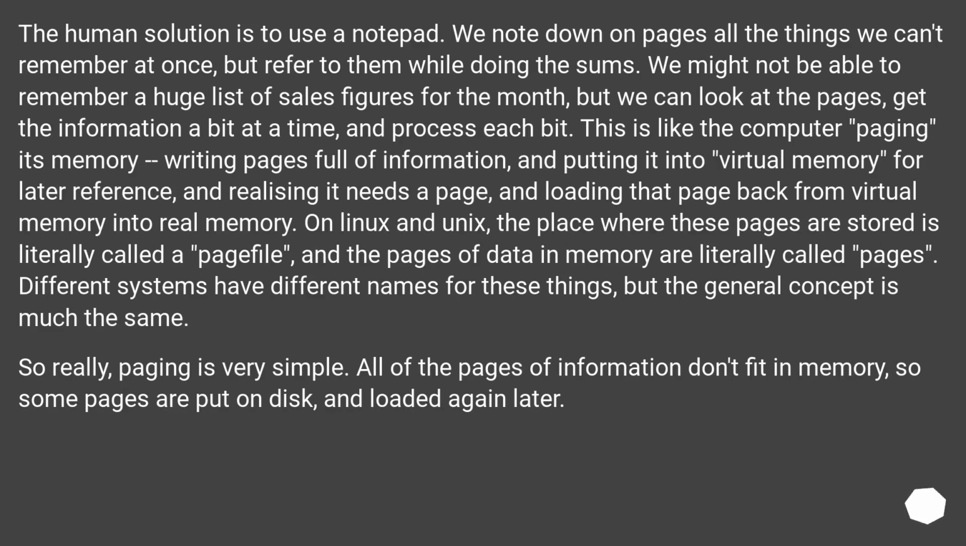The human solution is to use a notepad. We note down on pages all the things we can't remember at once, but refer to them while doing the sums. We might not be able to remember a huge list of sales figures for the month, but we can look at the pages, get the information a bit at a time, and process each bit. This is like the computer paging its memory, writing pages full of information, and putting it into virtual memory for later reference, and realizing it needs a page, and loading that page back from virtual memory into real memory. On Linux and Unix, the place where these pages are stored is literally called a page file, and the pages of data in memory are literally called pages.